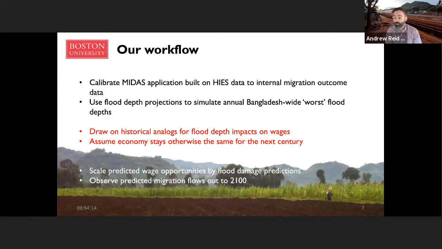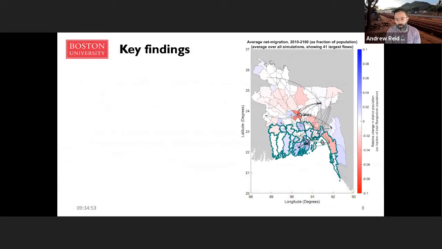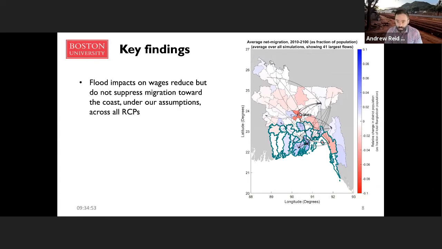Okay, so we're making use of the best available current secondary data and linking things together in the way that we can. We find some interesting things with the particular set of assumptions we've made. We see that, again, in this model simulation, the impact of those floods on wages reduces, but does not really fully suppress migration towards the coast under any of the RCP scenarios that we're looking at. So to the extent that the 3 waves of HIES data that we have embed any of this levee effect that was just mentioned, we're seeing that carry through, and we're not assuming that any of that changes because we don't have a basis to do so.